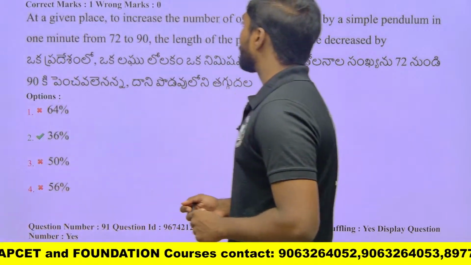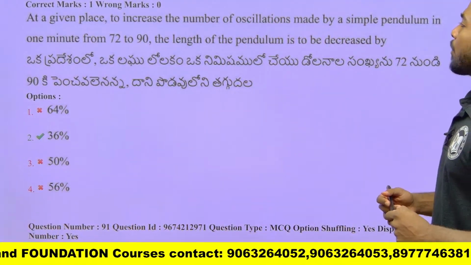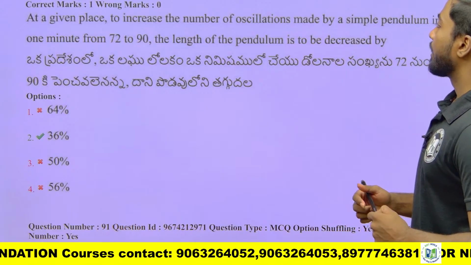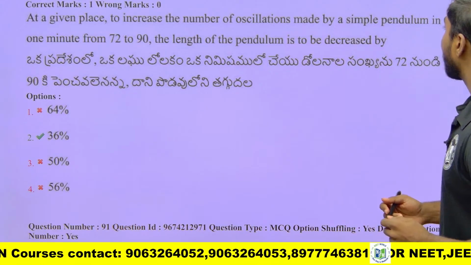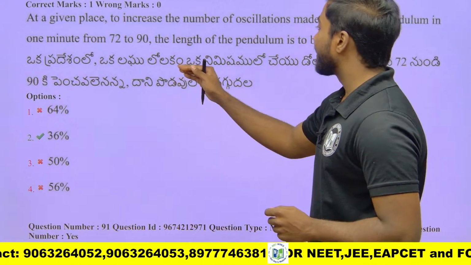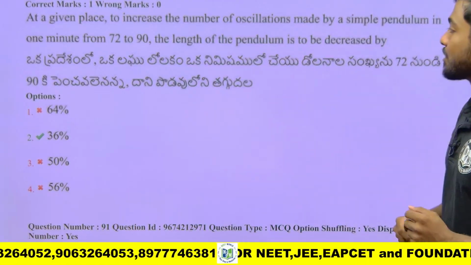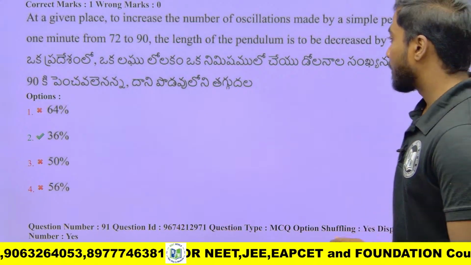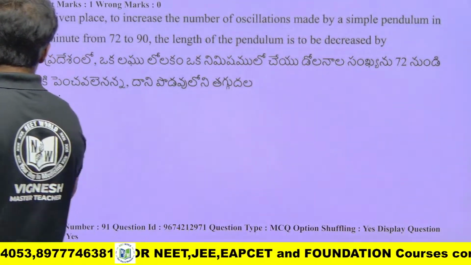So the given question here is, at a given place, to increase the number of oscillations made by the simple pendulum in 1 minute from 72 to 90, the length of the pendulum is to be decreased by. Okay, and now what is the given information here? We'll write it.